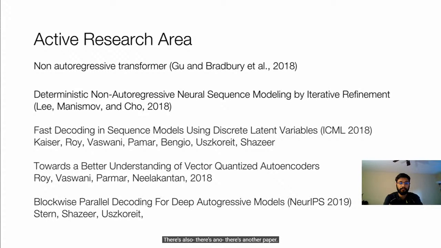There's another paper, the second one, that does iterative refinement. There's also a blockwise parallel decoding paper by Mitchell Stern, Noam Shazeer, and Jakob Uszkoreit, where they essentially decode using a faster model and then rescore using the more expensive model. So that's how it speeds things up.